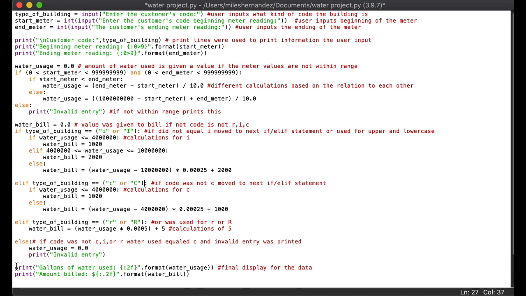And then in these two lines down here, they're just the final lines which show the final format of the water used and then the bill. And then we gave it format statements so that it would print 2 decimal points after the decimal point. And then we put a $ sign because the water bill is money.